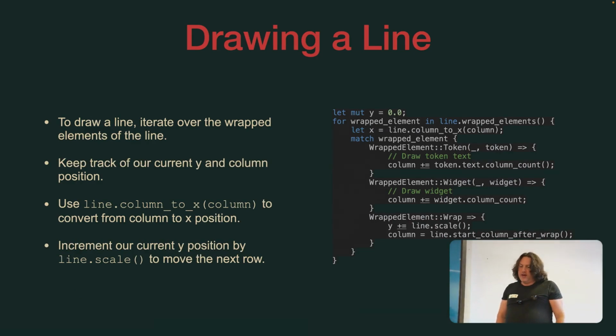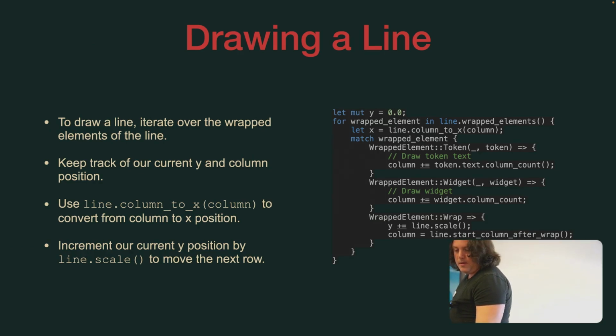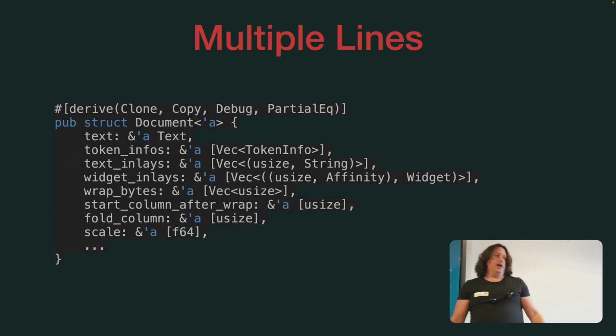So with that final iterator, I can draw a line, and that looks somewhat like this. So for each wrapped element, I check, what do I have? Do I have a token? If so, draw that. If I have a widget, draw that. And if I have a wrap, then I go to the next line by incrementing y with the line scale. Remember that the line scale is essentially the height of a single row. And then at each step, I also increment the column. And from the column, I can obtain our final x position by calling column to x. And that applies the scaling that I explained earlier, where the first columns don't scale, but the later ones do. So that's how a single line works.